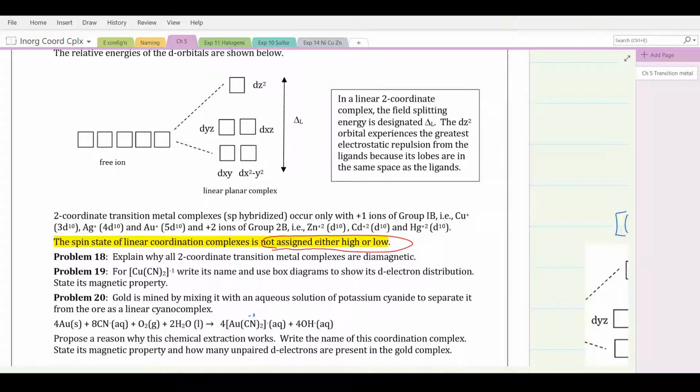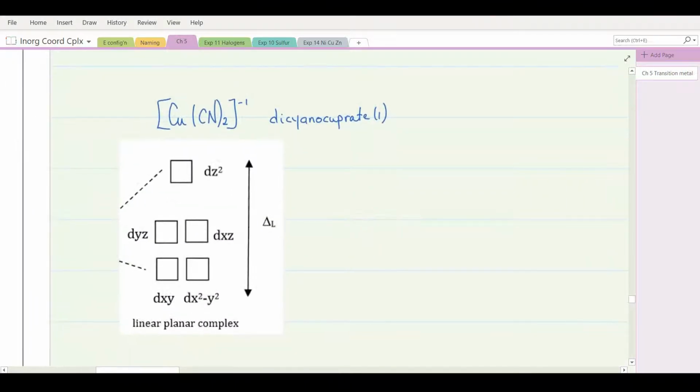Let's take a look at problem number 19. For [Cu(CN)2]⁻, write its name, use a box diagram to show its d electron distribution, and state its magnetic property. Here it is, [Cu(CN)2]⁻. Cyanide is -1, and there are 2 of them, so that's -2. Therefore, copper must be +1. Hence, the name would be dicyanocuprate(I).